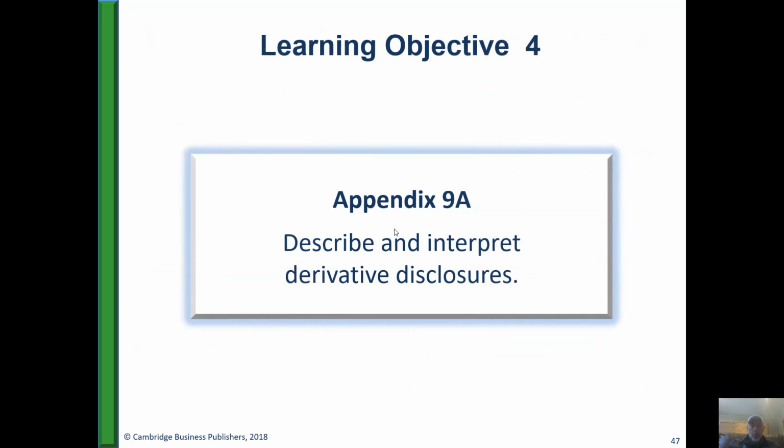Okay, so now we're moving on to the Appendix 9A, describe and interpret derivative disclosures. And I'm not going to spend any time on the appendix here. I'll let you leaf through that on your own. It talks a little bit about the accounting for derivatives. What you need to know is that those are similarly reported in other accumulated comprehensive income. And there's a few slides on the differences between spin-offs, sell-offs, and equity carve-outs. And again, most of that is just terminology, so I'm not going to spend any time on it here. Review that on your own time.